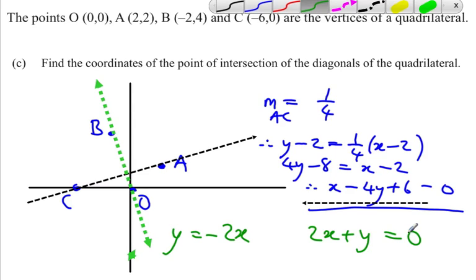The question didn't ask for the equations, it asked for the intersection. So what we do now is get our graphics calculator, and I'm going to very quickly sketch these. This is x minus 4y and a 6. And I'll show you in a moment. 2x plus y equals 0. So there's our two equations. We're going to take this one here.